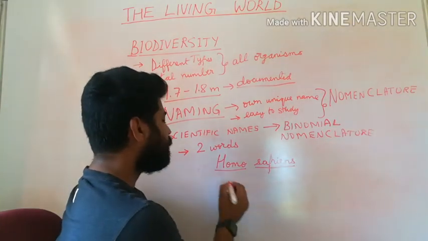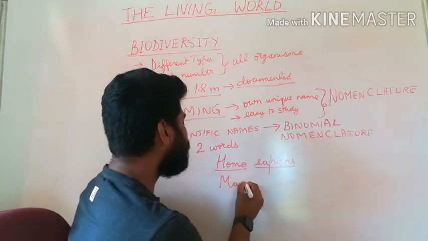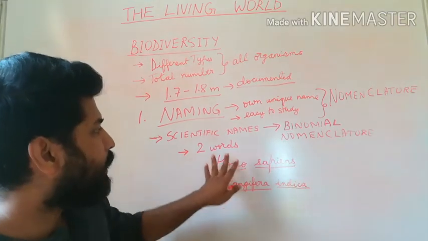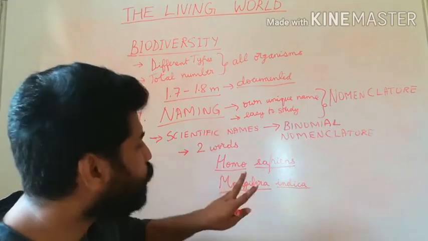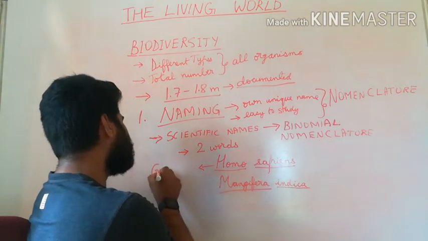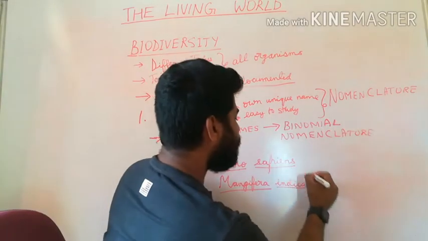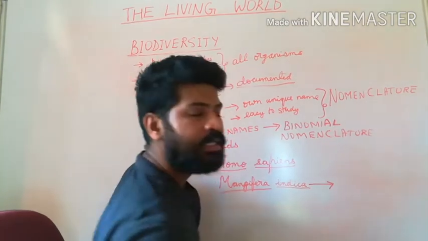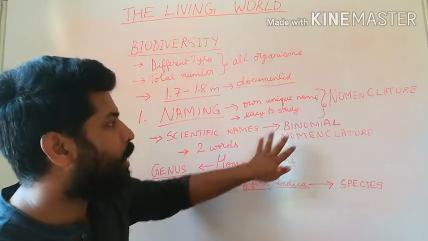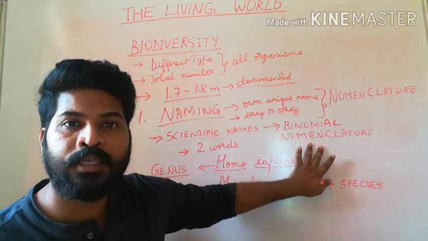For example, the binomial nomenclature of mango is Mangifera indica. Every organism has its own binomial nomenclature. So it is a scientific naming of organism using 2 words. The first word is called as its generic epithet or its genus name. The second word is called as its species epithet or its species name. This system of binomial nomenclature was introduced by a scientist, Carolus Linnaeus.